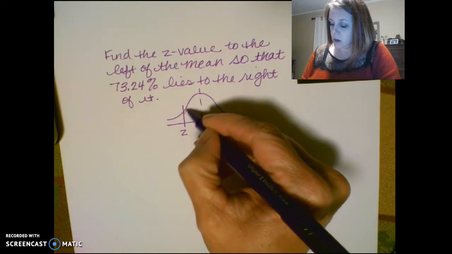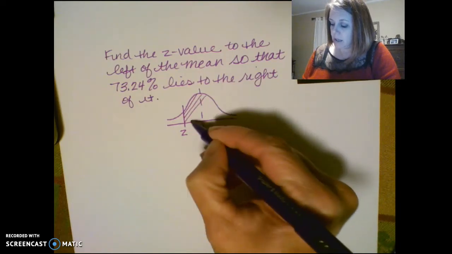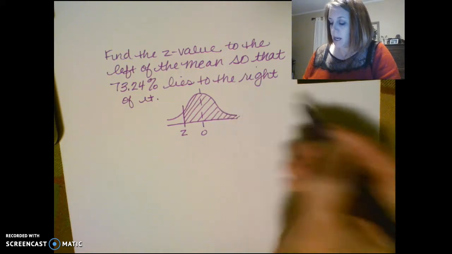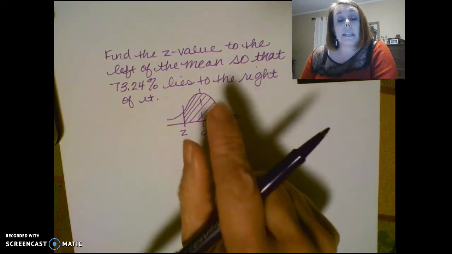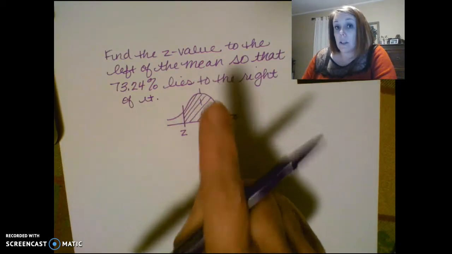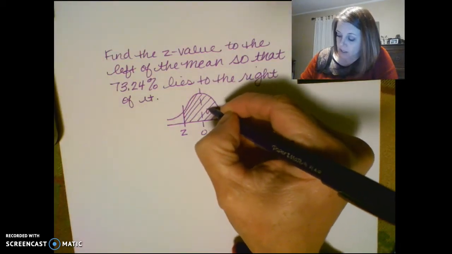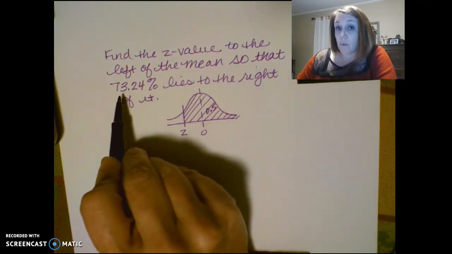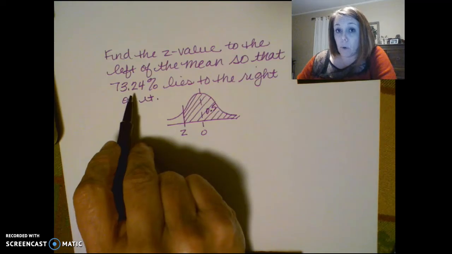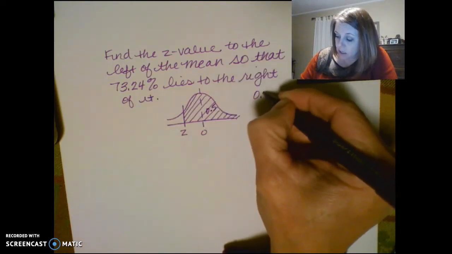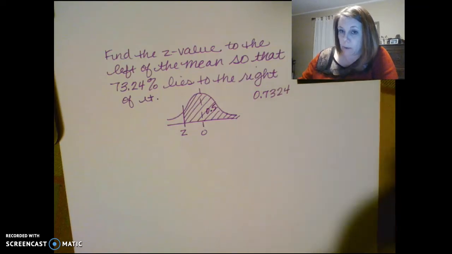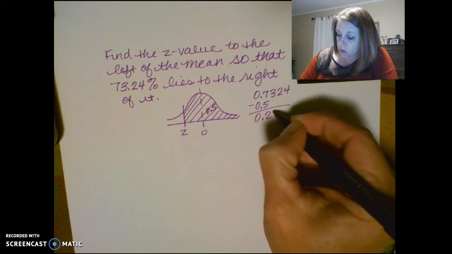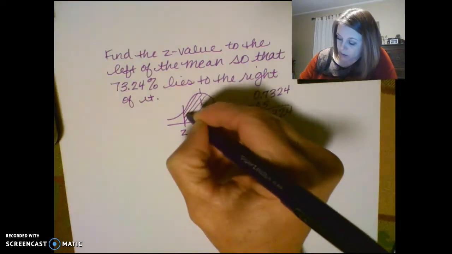to the right. Notice there is no upper boundary. We're not doing between z and some other value, so this is going to go all the way to the right. Now, from what we've previously discussed, we know that half of the values lie to the right of the mean, which means the area on this side is 0.5. Now, given the fact that the area to the right of z has to be 73.24%, if I take 73.24% in its decimal form, and subtract 0.5 from it, I end up with 0.2324, which is this area here.